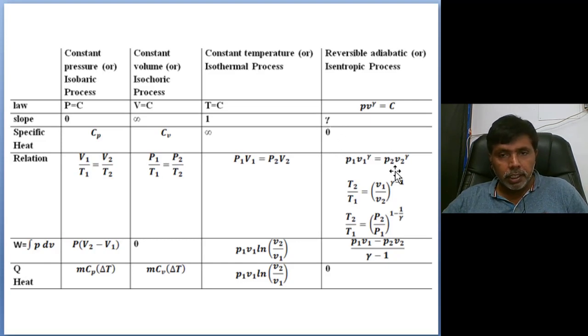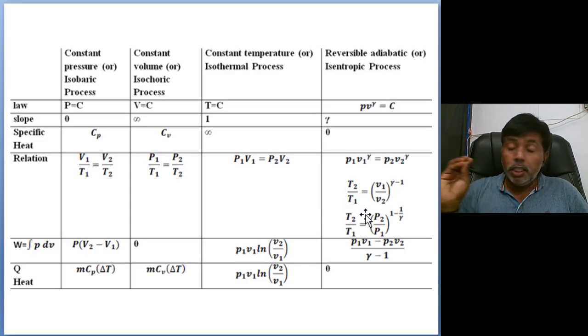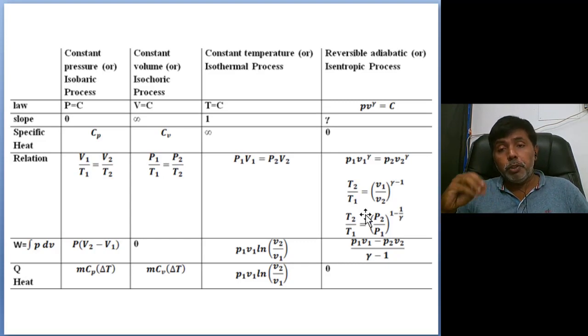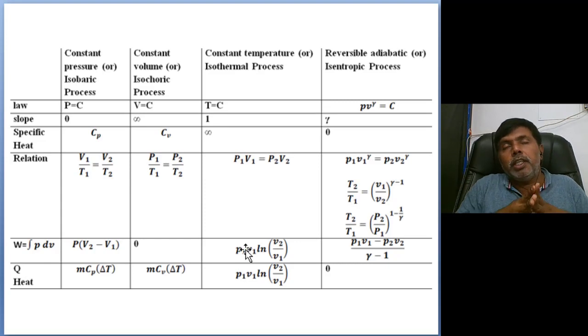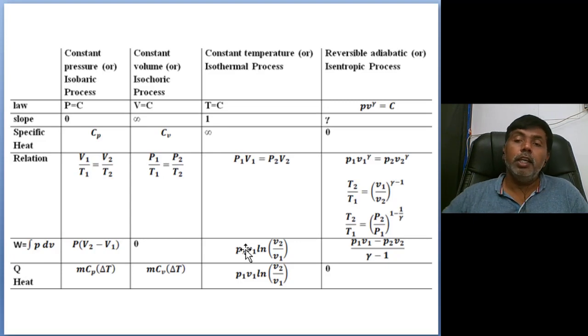Next important are the relations: pressure-volume, temperature-volume, temperature-pressure. Without recalling these relations, we can't solve the problems. P1 V1 power gamma equals P2 V2 power gamma, or T2 by T1 equals (V1 by V2) whole power gamma minus 1, and T2 by T1 equals (P2 by P1) whole power (gamma minus 1) by gamma. These relations are very important. Next, one more: heat transfer equals work done in the isothermal process. That's why Carnot assumes an isothermal process: whatever heat we supply, the entire heat will convert into work.